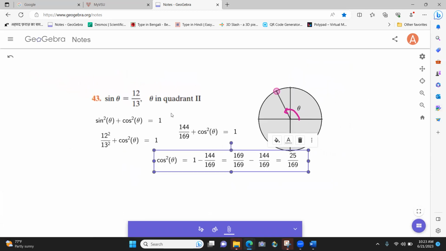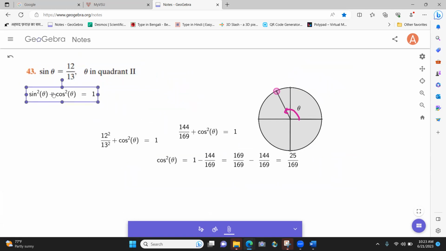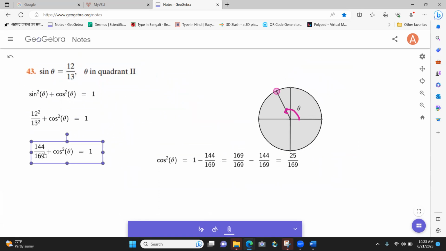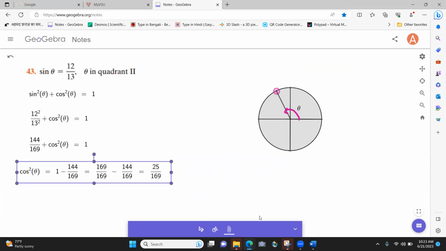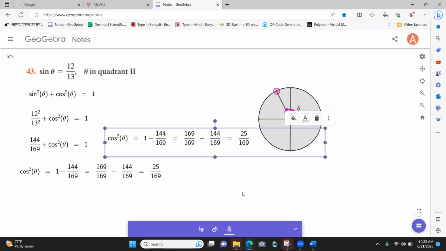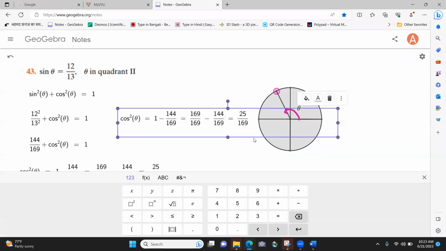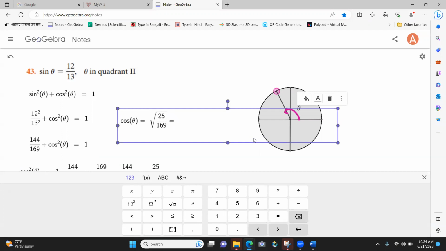With me, guys? I need a lot of room. I might even use the second slide. I want to know cosine theta. That's what I'm really after. I'm going to find the square root of both sides. The square root of 25 is 5. The square root of 169, you can use your calculator, will turn out to be 13.